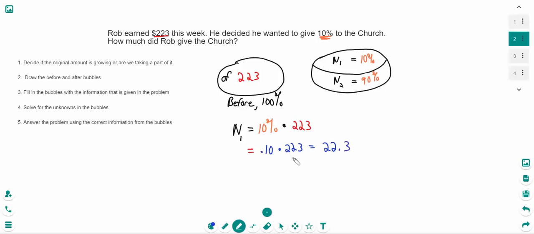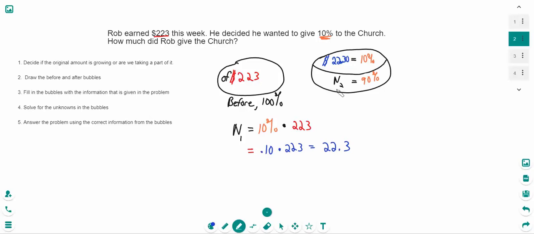So N1 is equal to 22.3. Now we're dealing with money, maybe I should have written that here. So this is actually $22.30. And this would go next to the 10% because that was our equation. So we have, I'll put it in blue, $22.30. Hopefully you can see my decimal point there. Decimal point, $22.30. All right.